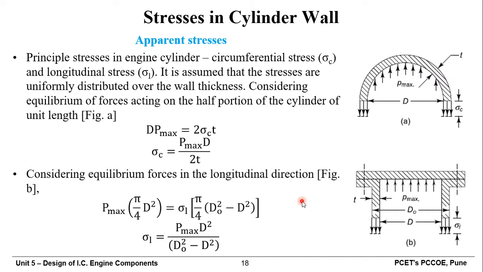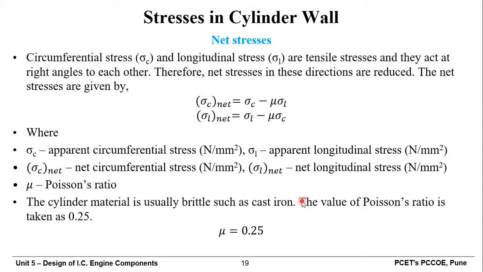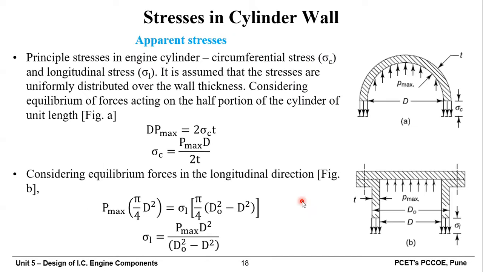Sometimes you are asked to calculate apparent stress or net stresses. So we know that in case of thin cylinders, there are two principal stresses acting: first, circumferential stress sigma c, and second, longitudinal stress sigma L. These are the two stresses perpendicular to each other, and we assume that they are uniformly distributed over the surface.